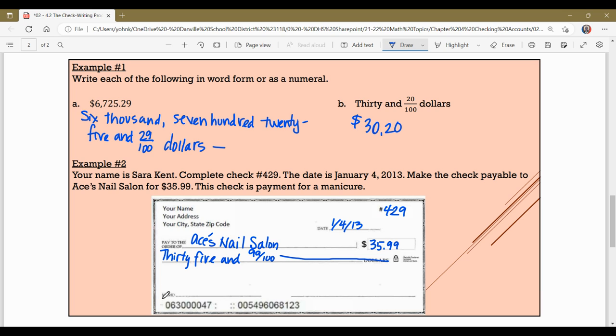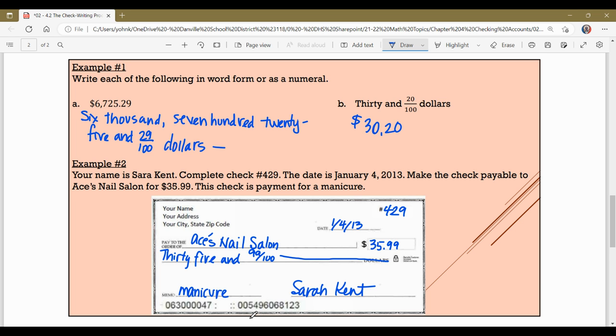The memo in the bottom left, some people use, some people don't use, but what goes there is what the check was for. In this case, it was for a manicure. And then the bottom right-hand line is the signature of the person. So Sarah Kent. And people usually sign in cursive. Then the other numbers that are on the bottom, these numbers have to do with what bank you're at, what branch you're at, what account number you have. These are kind of like the address for your bank account.